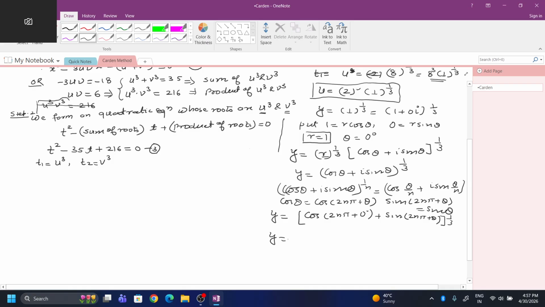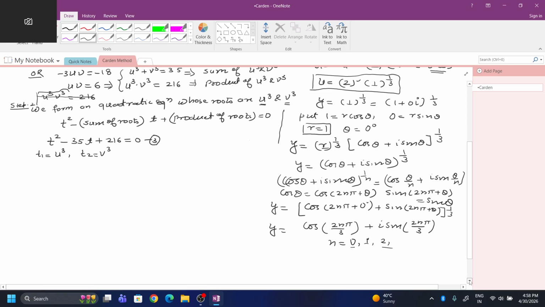Now we apply de Moivre's law. It becomes cos(2n pi by 3) plus i sin(2n pi by 3), because theta is 0, and the value of n becomes 0, 1 and 2. Why are we not taking n equal to 3, 4, 5 and so on? Because if we take n equal to 3, we get exactly the same value as n equal to 0. Similarly, n equal to 4 gives exactly the same value as n equal to 1, and so on.